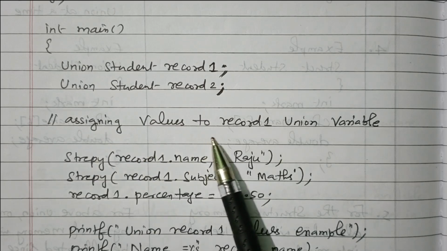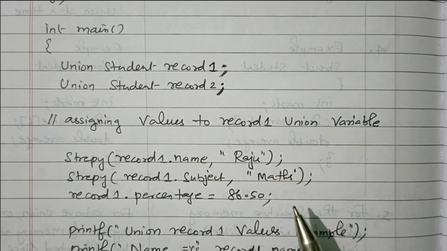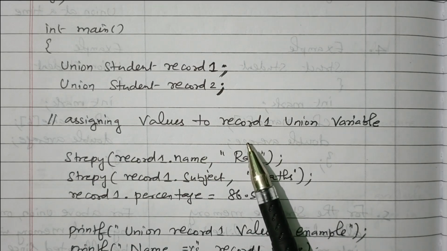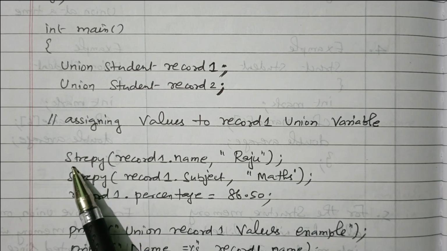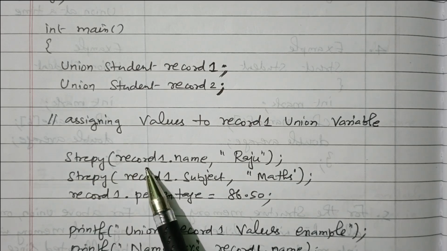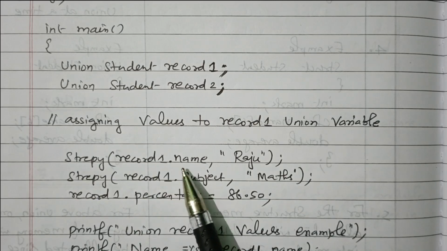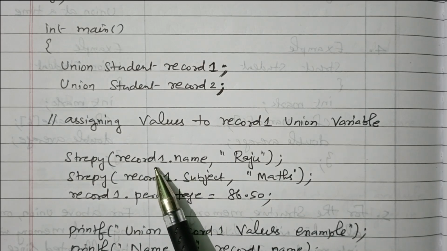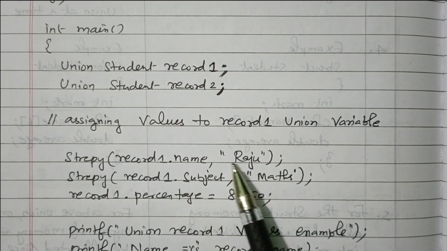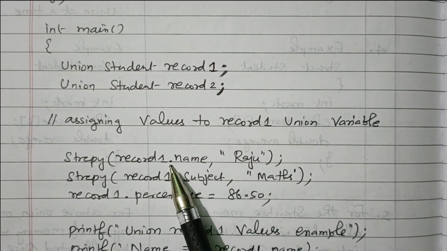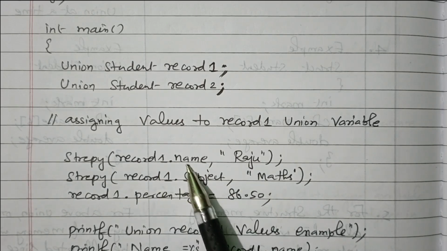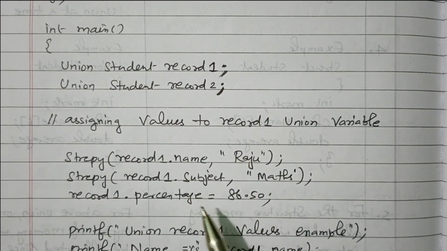Now assigning the value to the record1 union variable. We are not getting the value from the user; directly we are going to assign the value. strcpy is nothing but string copy. record1.name means the first student's name, record2.name means the second student's name. We are storing Raju. That is string copy: this Raju is copied into record1.name. This Raju will be stored here. Similarly, string copy record1.subject, the first student's subject detail.